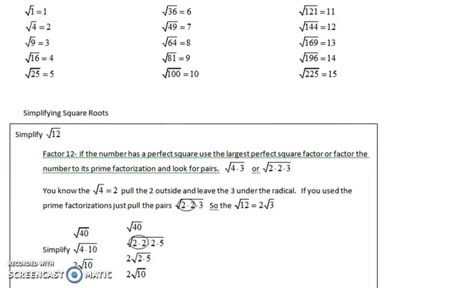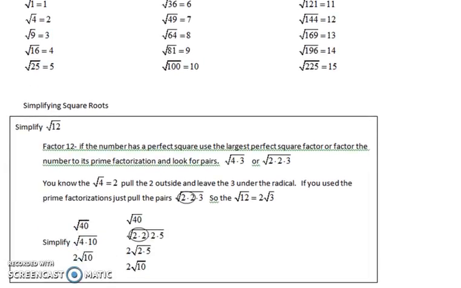For example, if we take the square root of 12, if we recognize the largest perfect square that is a factor of 12, we can simplify it easily. So if we know that the square root of 4 is 2, then we can go ahead and pull the 2, so that this becomes 2 with the 3 left under the radical.